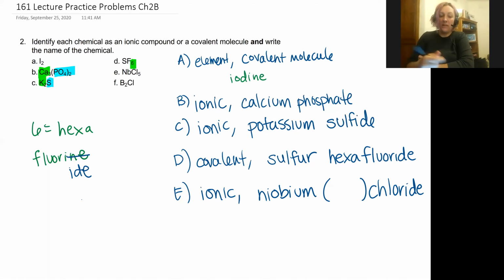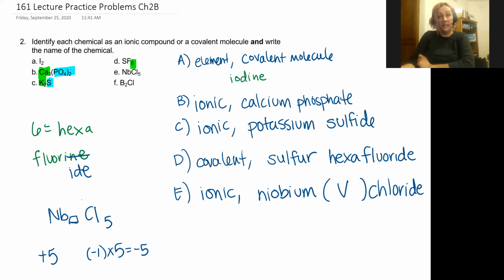So let's figure out that charge on the niobium. My chlorine is always going to be a -1, and I have 5 of them, so I have a total of a -5 charge. That -5 charge needs to be balanced out by just one of my niobiums, and so it's going to have a +5 charge. And so I'll use a Roman numeral 5 in my parentheses.